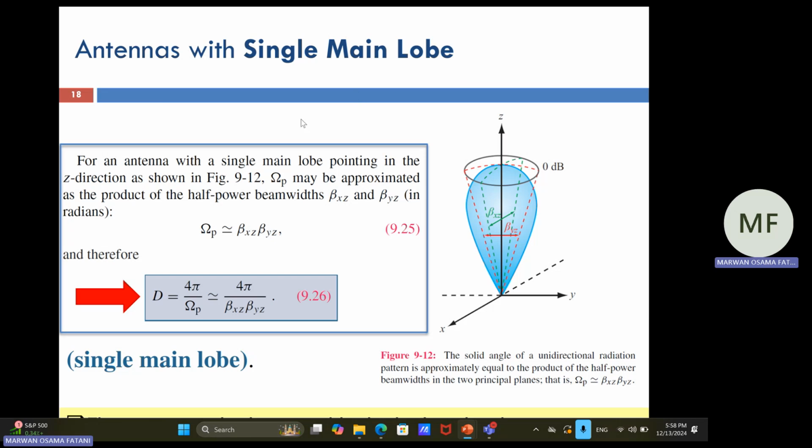Antennas with a single main lobe. For an antenna with a single main lobe pointing in the z direction, it can be approximated that the solid pattern is equal to beta xz times beta yz, which I explained before. Therefore we can find the directivity with a different formula, 4 pi over beta xz beta yz. We're just substituting the values that we got before.